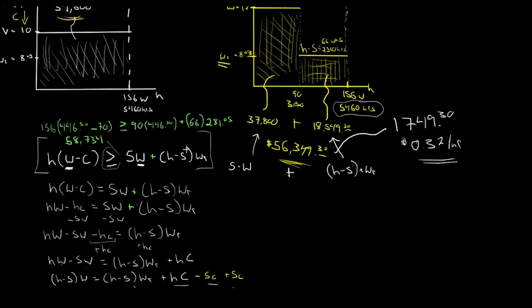What about shirking? Well, if she shirks, she gets 90 weeks at 446.50. So she gets 90 weeks earning $40,185. And then she gets 66 weeks at her reservation wage. So that is 66 times 281. That is 18,546.